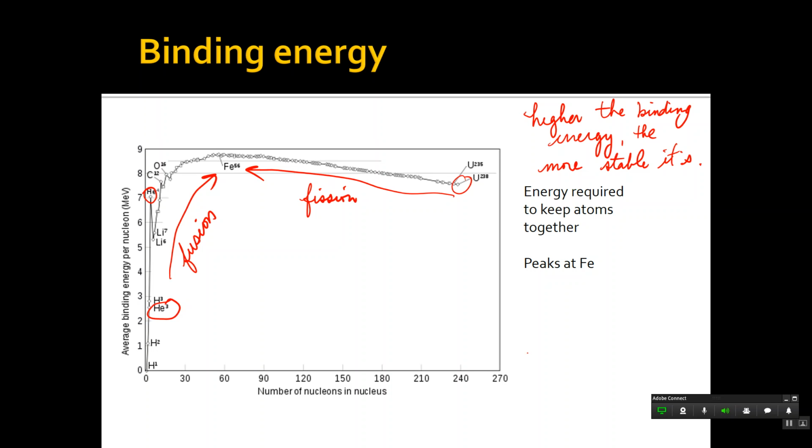Uranium has the atomic number of 92. So 92 protons plus, what's 238 minus 92? 146 neutrons. Let's say electrons are negligible, right? Compared to the atomic mass of uranium-238. Can someone look up the atomic mass of uranium-238? Yeah. 238 point.